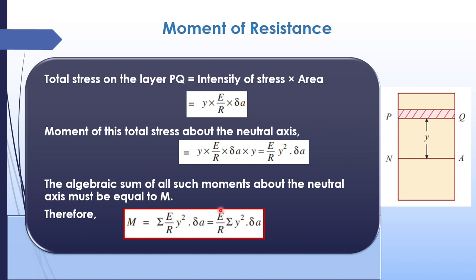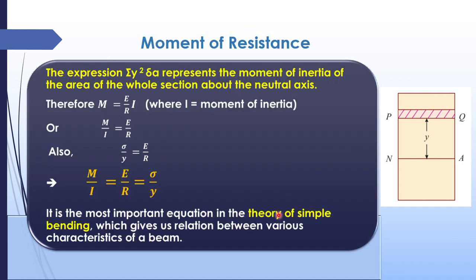So as we have said earlier, E by R is a constant, so we have to take this out. E by R into sigma y square into dou A, we will get it like this. Now this sigma y square into dou A represents the moment of inertia. You know what is moment of inertia? Moment of inertia is the second moment of area. Second moment of area. So y into dou A, that is the second moment of area.